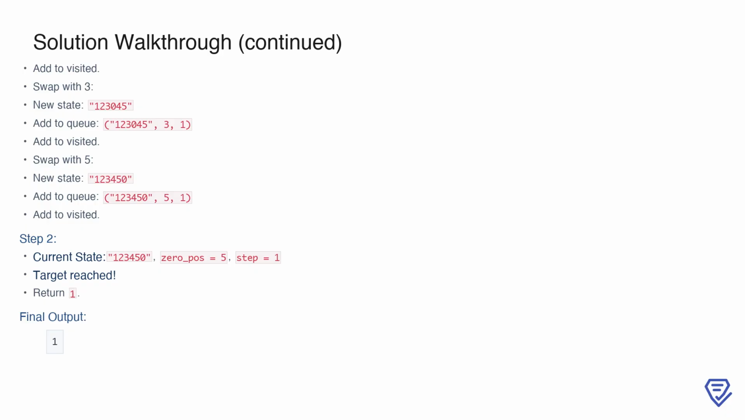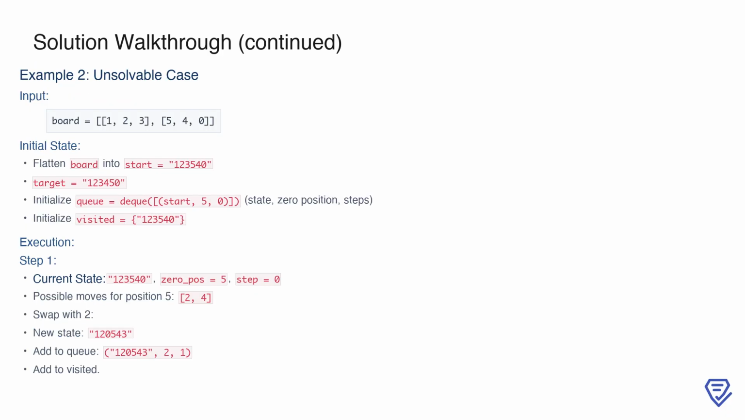In the next step, we dequeue the state 123450. Here, the 0 is at position 5, and the step count is 1. Since this matches our target state, we stop the search and return 1 as the minimum number of moves needed to solve the puzzle. The final output for this example is 1.